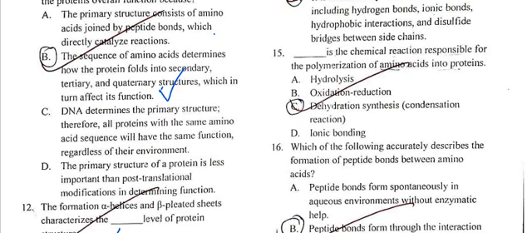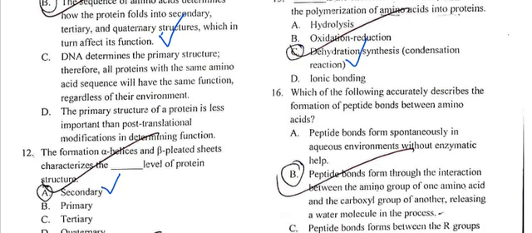Question 15 is saying dash is the chemical reaction responsible for the polymerization of amino acids into proteins. So when amino acids react with each other, at some point you discover that they tend to lose water. So this reaction is called a dehydration reaction. Why? Because they tend to lose water, or condensation reaction. You lose water. So this one is very simple. Actually, you just have to go straight.